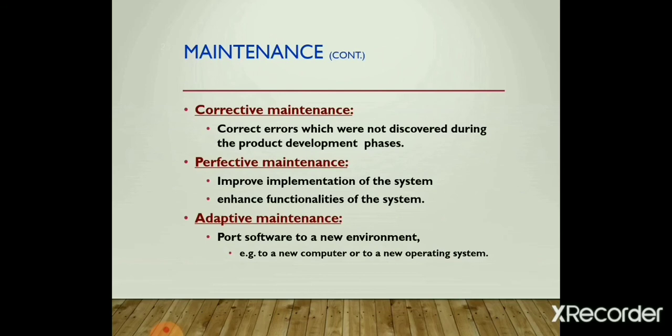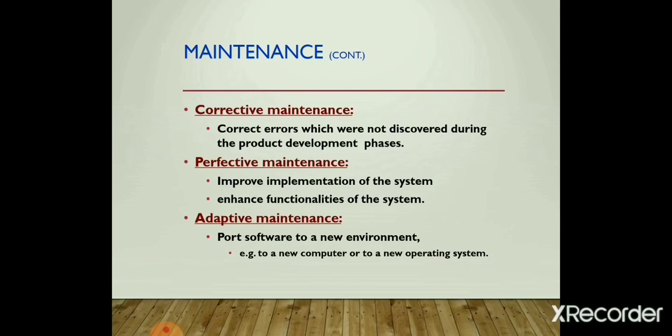There are three types of maintenance. The first one is corrective maintenance. Corrective maintenance corrects the errors which were not discovered during the product development phase. Means when the fully developed product works in the customer environment, if any new error comes up that is fixed by the developer team, it is known as corrective maintenance.